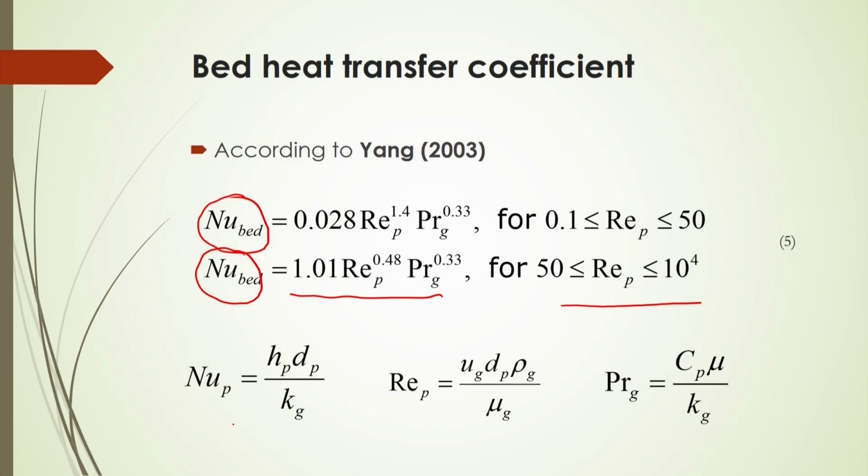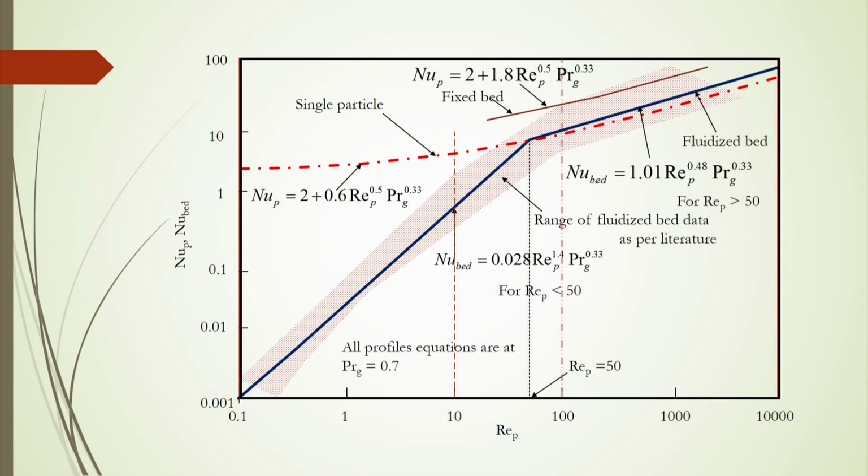Nusselt number of the bed: instead of P for particle, it will be bed, and instead of H P it will be H bed, and the others remain the same. Here the physical properties will be considered at the average of the bed temperature and the gas temperature, using the mixture properties. And in this diagram, the Nusselt number of the particles and the Nusselt number of the bed are drawn with respect to the Reynolds number of the particles.